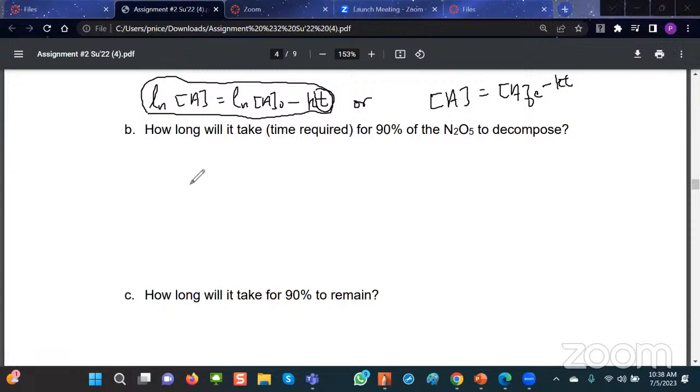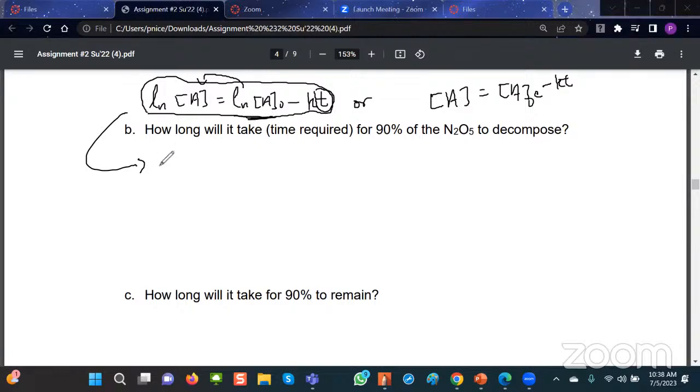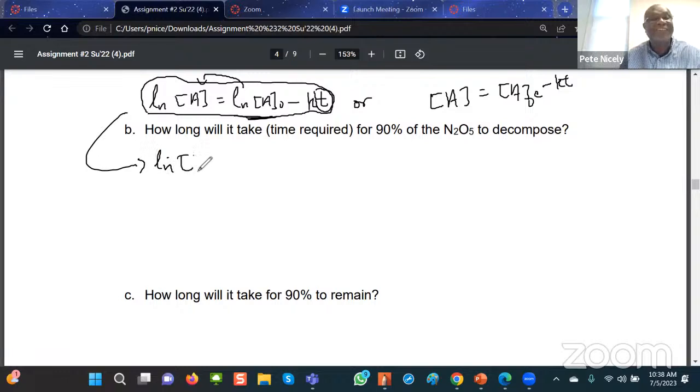Would you put t times the natural log of A equals the natural log of A initial minus k? No, I don't think that's the correct algebraic result. You want to isolate t, right? So that means you want to carry ln A initial over here. How would you get rid of this on the right side? Subtract it. Exactly. So when you subtract it, you're going to get ln concentration of A minus ln concentration of A initial, and that would be equal to minus kt.